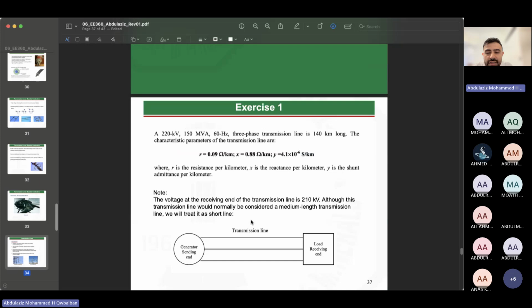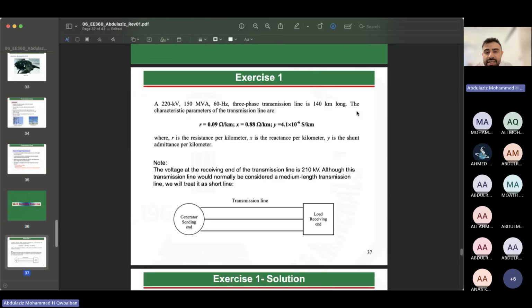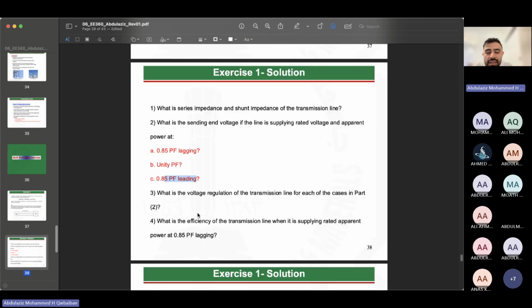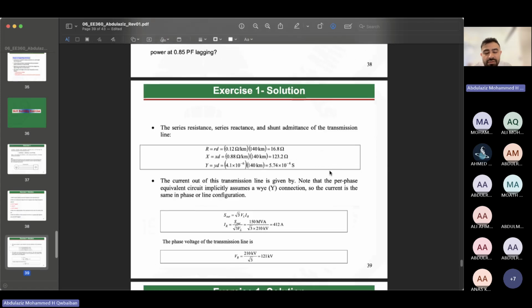Before we do this, let's look at the exercise here. The exercise here is 140 kilometer. So it's very similar. Just treat it as a short line. And he wants you to do the IR for 3 different angles: 0.85 lagging, unity power factor, and leading. Here we have a typo. What's the typo here? Y. There's a typo in Y. What's the typo? The j.